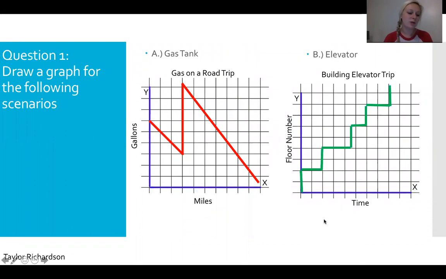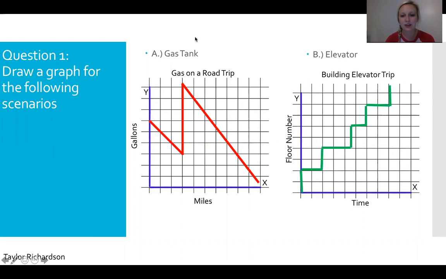So we'll start with question 1, and question 1 wants us to draw a graph for each of the scenarios that are given. And the first scenario is about filling up a gas tank for a truck that is going on a cross-country road trip.